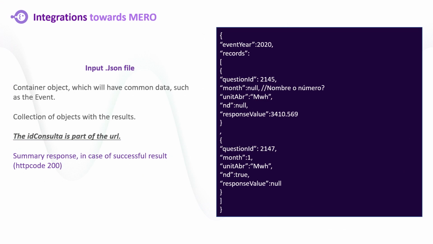In this slide, we can see the structure of the input JSON file and the container object that holds the common data.